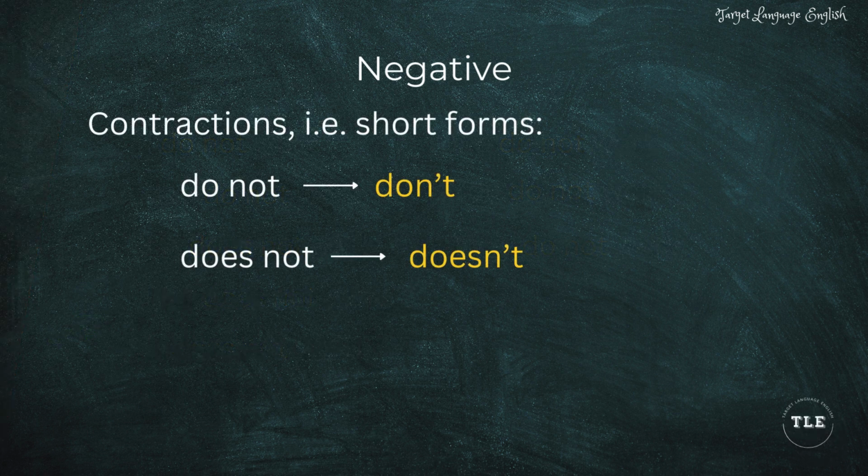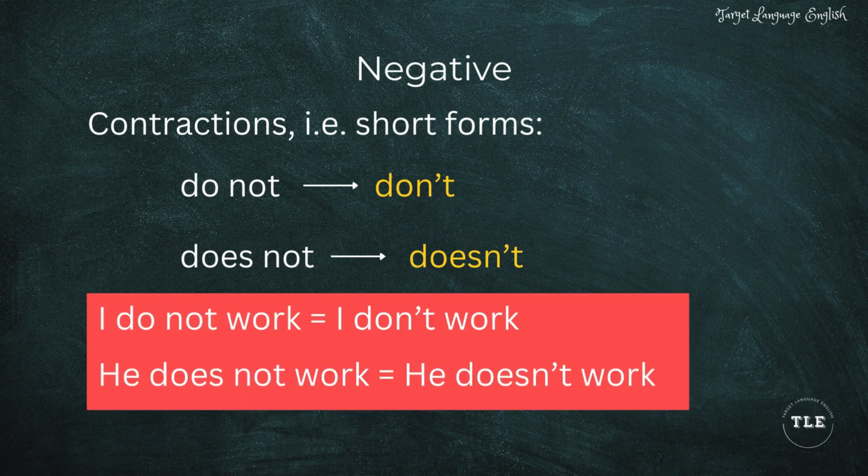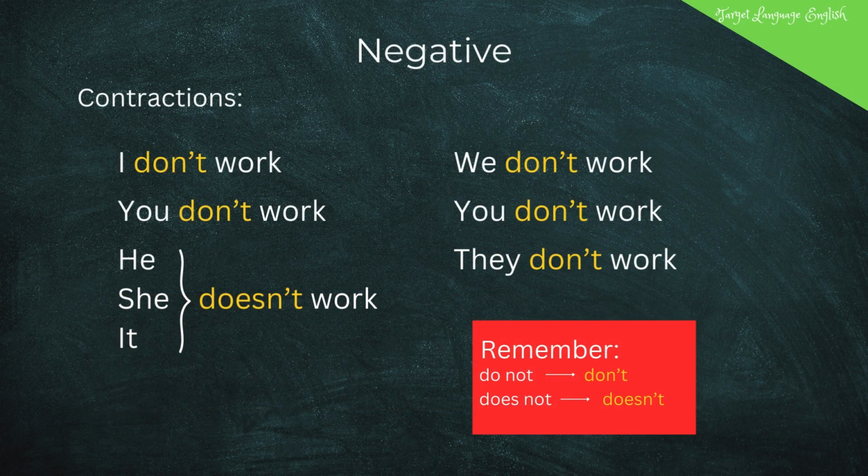Do not and does not can be contracted. We can make short forms. Do not becomes don't and does not becomes doesn't. Instead of saying I do not work, you can say I don't work. The meaning is the same. I don't work, you don't work, he doesn't work, she doesn't work, it doesn't work. We don't work, you don't work, they don't work.